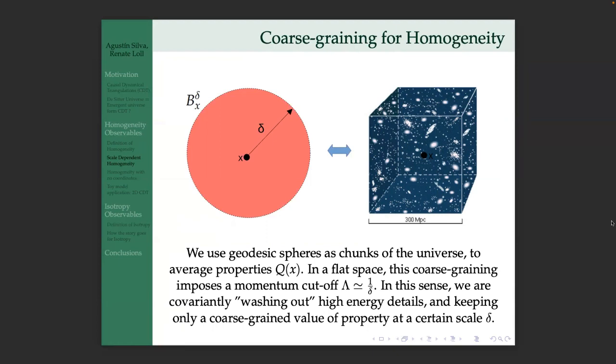Now, before that, we will also pick a property that we will call Q, and we will study the homogeneity of this property in space-time. What we will do is average this property, which depends on a point, a scalar property, over geodesic balls, and this will give us a coarse-grained quantity of spacetime. In flat spacetime, this way of coarse graining basically eliminates momentum modes of energy higher than 1 over the distance scale. Here, in a curved background, we do not have a momentum space, but perhaps this helps some people understand what we are doing.